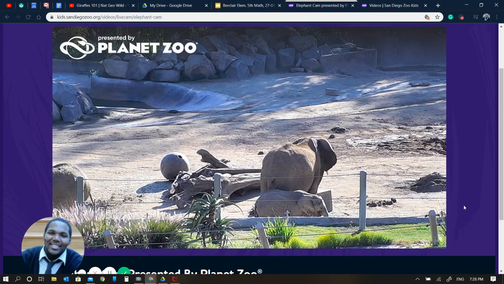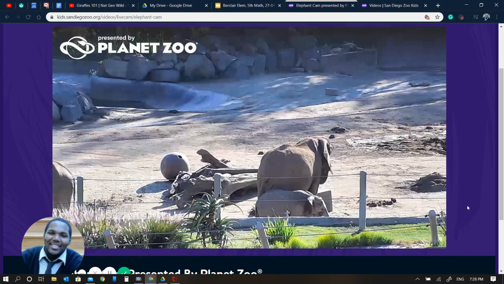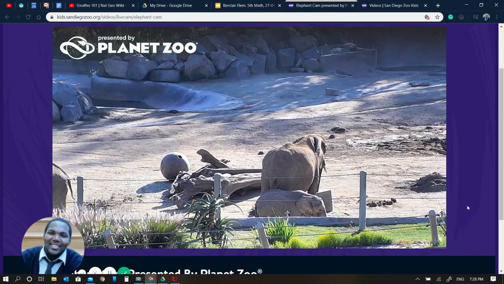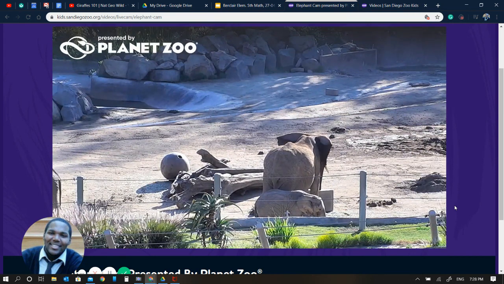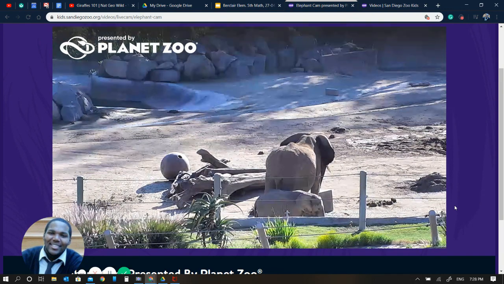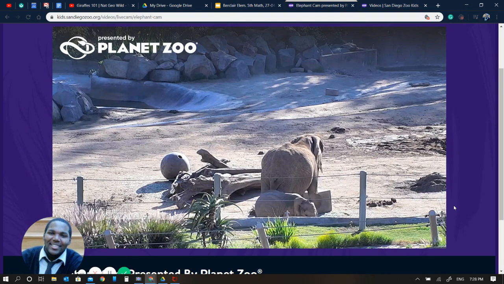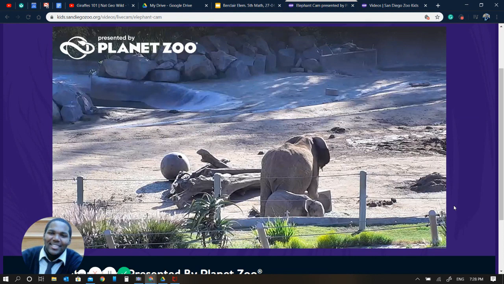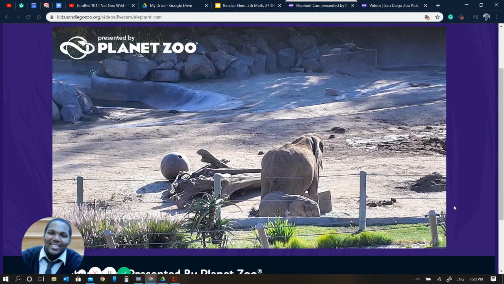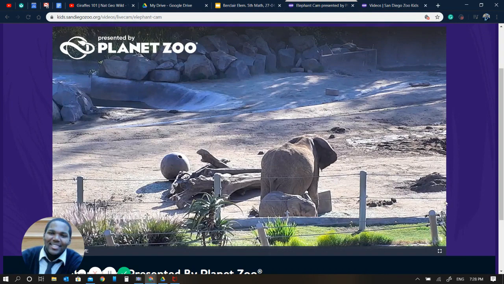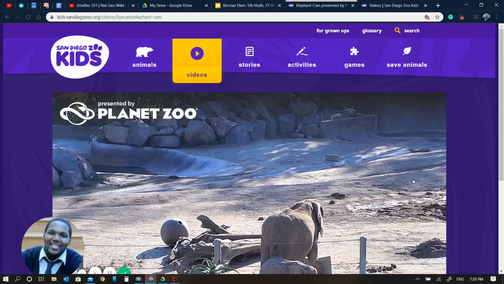Aren't they beautiful? Think about the size of this creature. How heavy do you think it weighs? How heavy do you think it is compared to you? How much does it weigh in pounds? How much does it weigh in kilograms? How much does it weigh in ounces? Beautiful creatures.